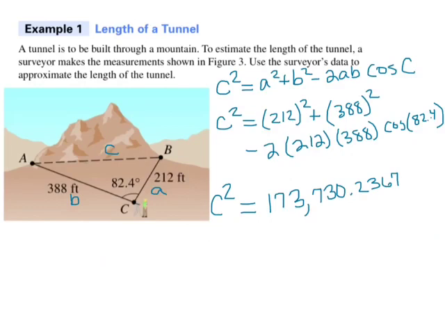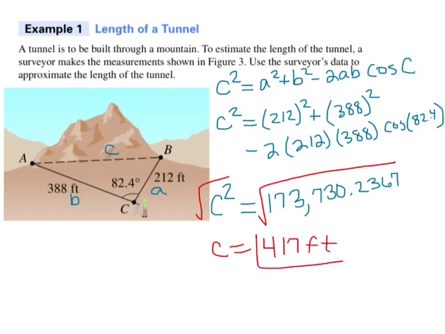Okay, so now we've got C squared, but that's great, but we want to know C, so I'm going to take the square root of both sides, and I'm going to state C equals. Well, doing so, I take the square root of that large number there, 173,730 and some decimal points. I'm going to round to the nearest whole number, for the case of significant figures, since I've got 388 and 212 whole numbers. So when I take the square root, I get C equals 417 feet.